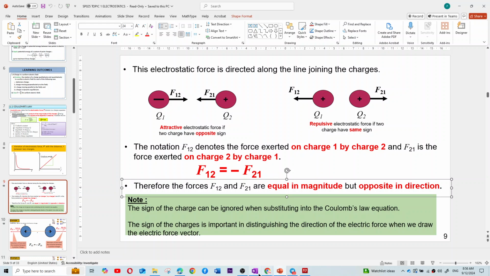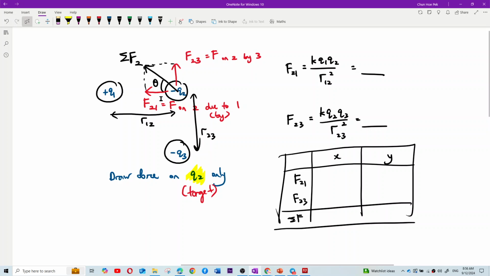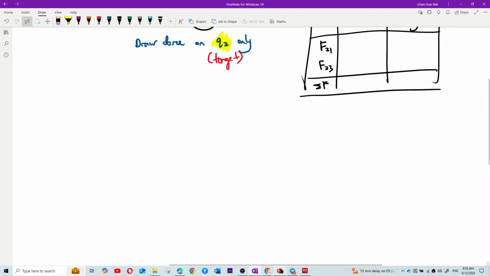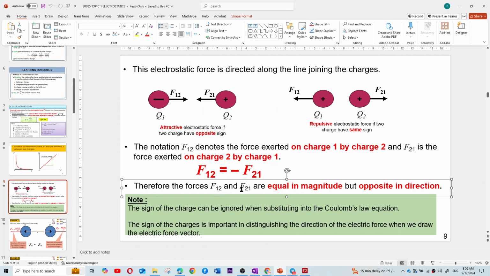Like you see Q1 and Q2, Q2 ada F21, Q1 pun ada F12, understand? Dia ada force dia juga, tapi jangan lukis. F12 dan F21 adalah sama. Mereka adalah force yang sama, tapi jangan lukis. If you look at these notes, it says F12 and F21 are equal in magnitude but opposite direction. Tengok equal sign, sama besar, tetapi negative sign. Negative sign means opposite direction.